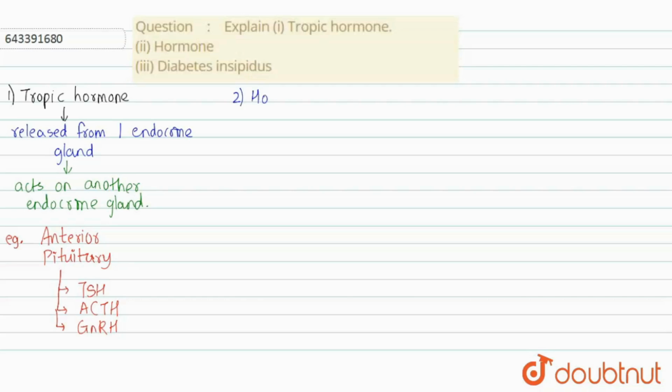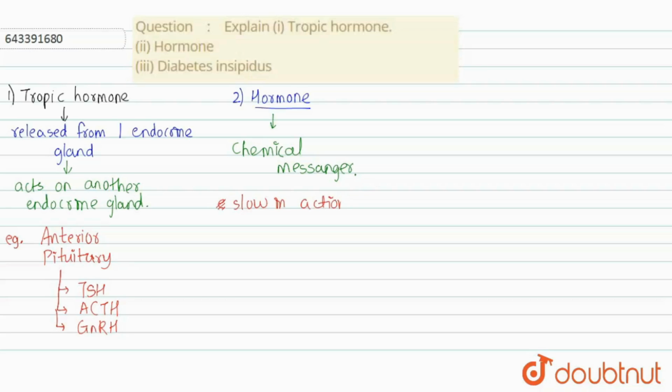Now the second thing that we had been asked in this question is, what is a hormone? Hormones are chemical messengers, and these chemical messengers, as the name suggests, are responsible for carrying various information from one organ to another. They are very slow in action.